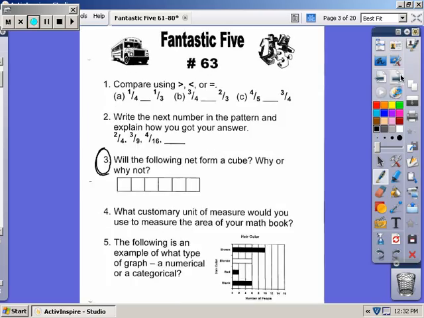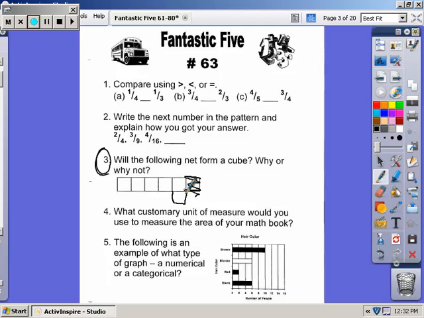And our next one, will the following net form a cube? Yes or no? Ready? 1, 2, 3. No! Somebody raise your hand and tell me what is missing. Cedric? You have to pick one of the cubes and put it on. Good. One of the 6 cubes is placed in the wrong position. It needs to be facing a side. So it would have to be down, facing a side somewhere.